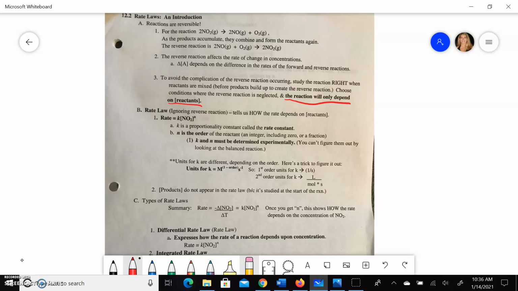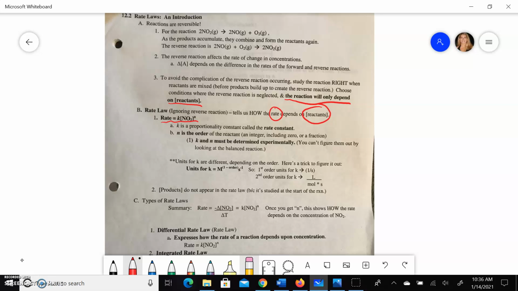So we're going to start with the differential rate law, and this one is talking about how rate depends on the concentration of reactants. So it's looking at the relationship between the speed of the reaction and how much concentration of the reactants that you're starting with. And it's going to look like that in number 1, the bold right here. So you have the rate equals K, and K is a proportionality constant called a rate constant.